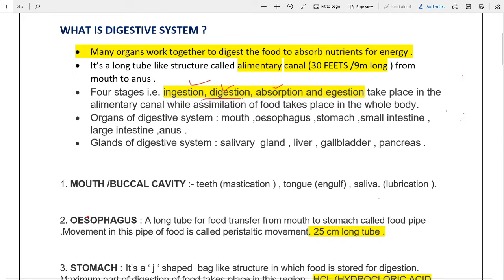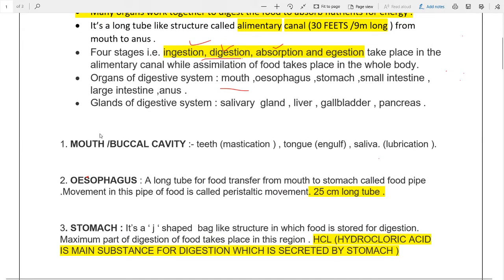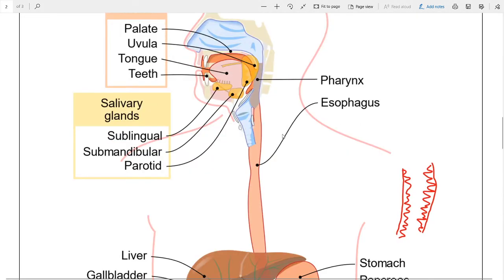Various organs are involved, as you have already seen, from mouth to anus. Besides the organs, the glands of the digestive system are the salivary glands, liver, gallbladder, and pancreas. First, the salivary glands, as you can see in the mouth structure. As the name says, salivary glands secrete saliva into the mouth.